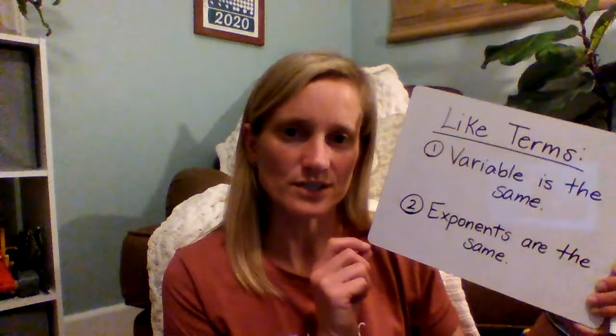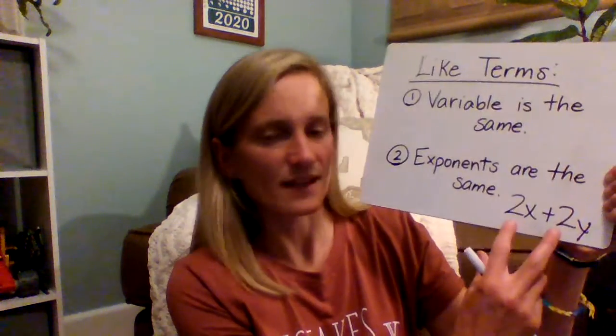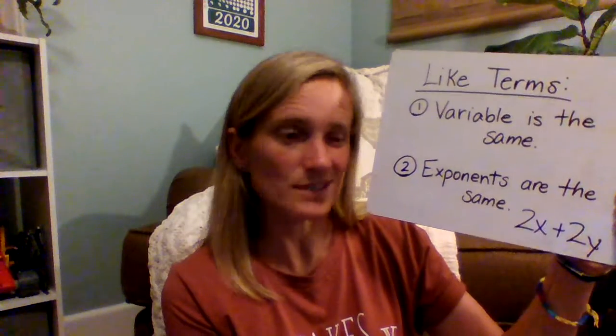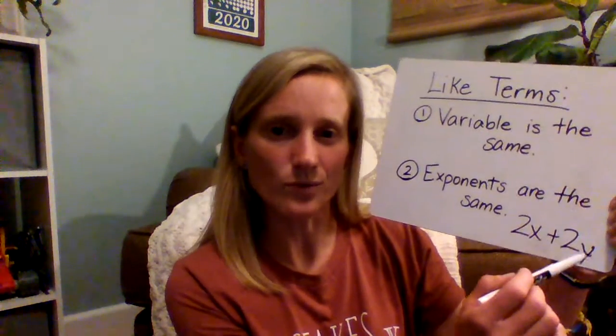The number that's out in front, that's the coefficient. So just because they both have a coefficient of 2, that doesn't mean that they're like terms. It just means that I have two x's and I have two y's.